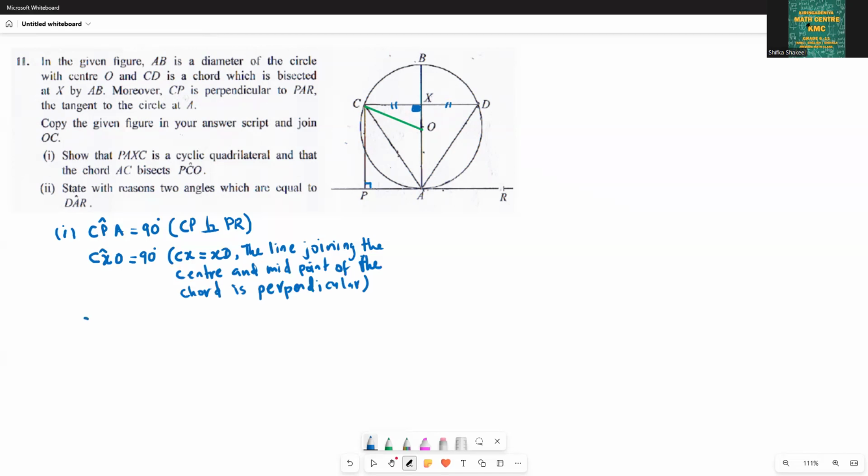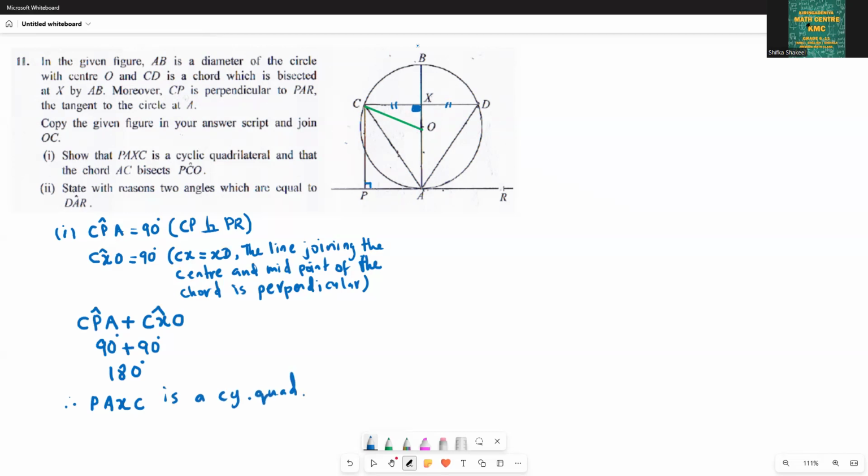So we will add angle CPA plus angle CXO. CPA equals 90 degrees, already we have shown. CXO is also 90 degrees. So that adds up to 180. Therefore, PAXC is a cyclic quadrilateral.